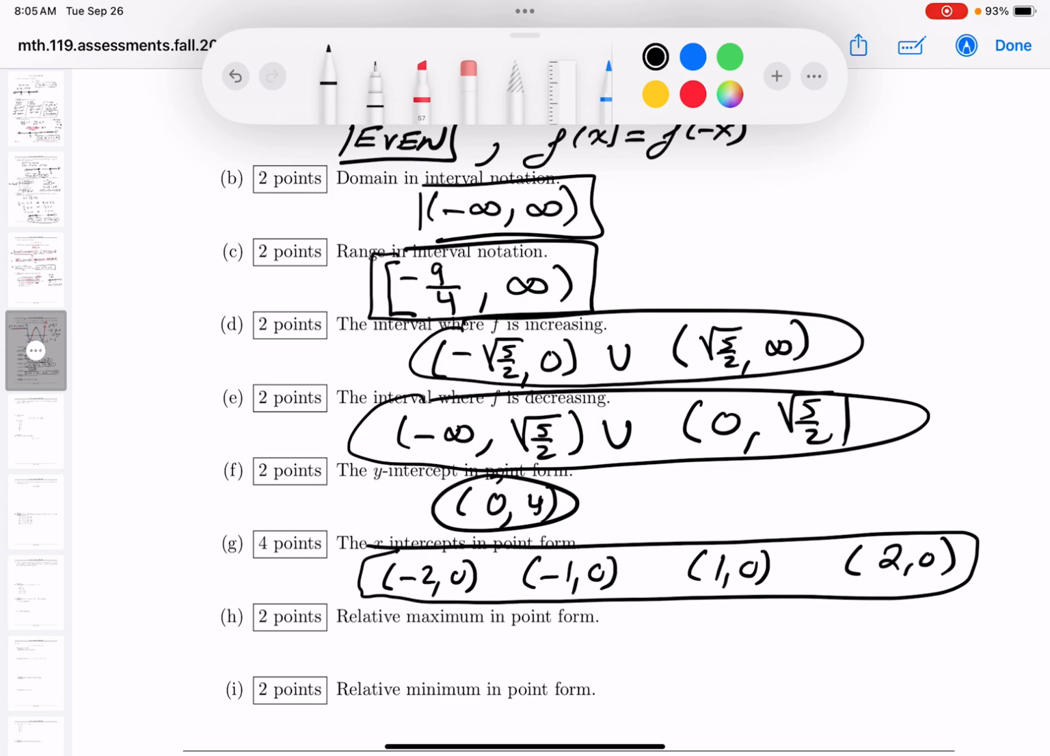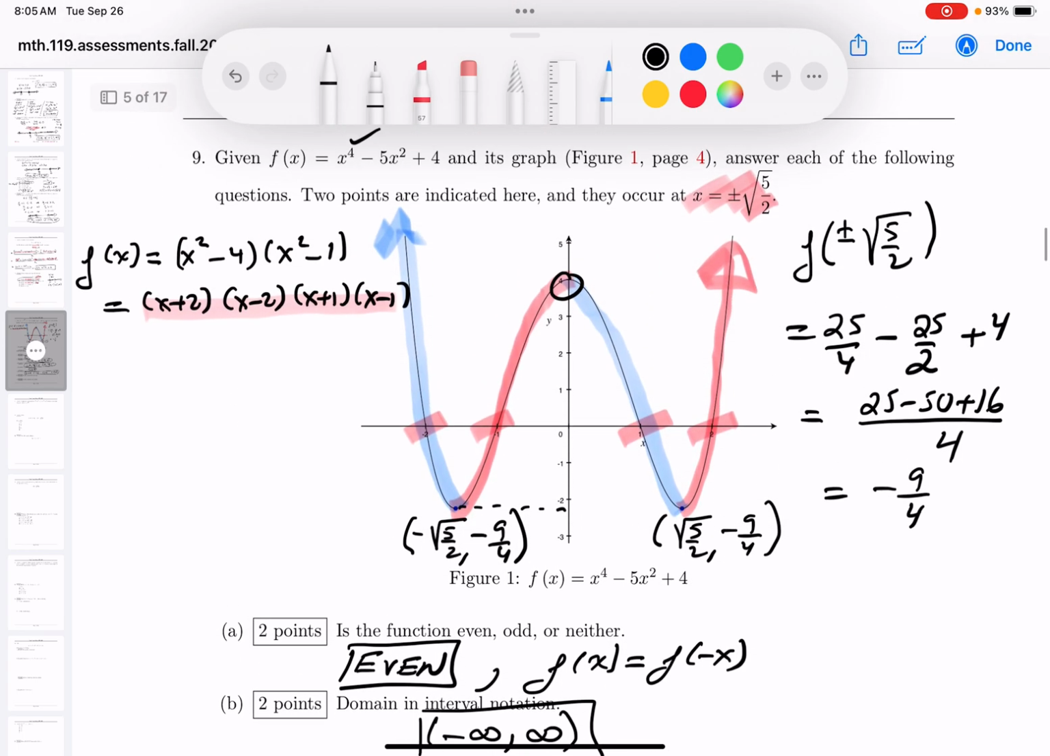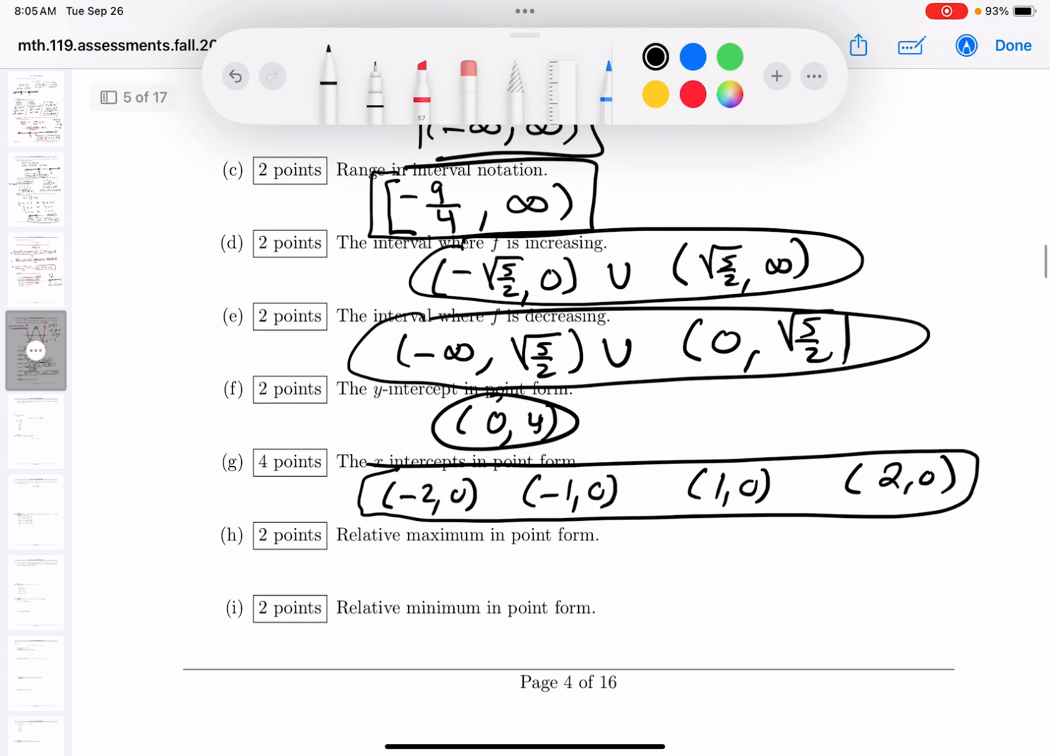What's the relative maximum point? Let's go back to the picture. This point over here is the relative maximum. It's relative. And what's that point going to be? It's 0, 4.